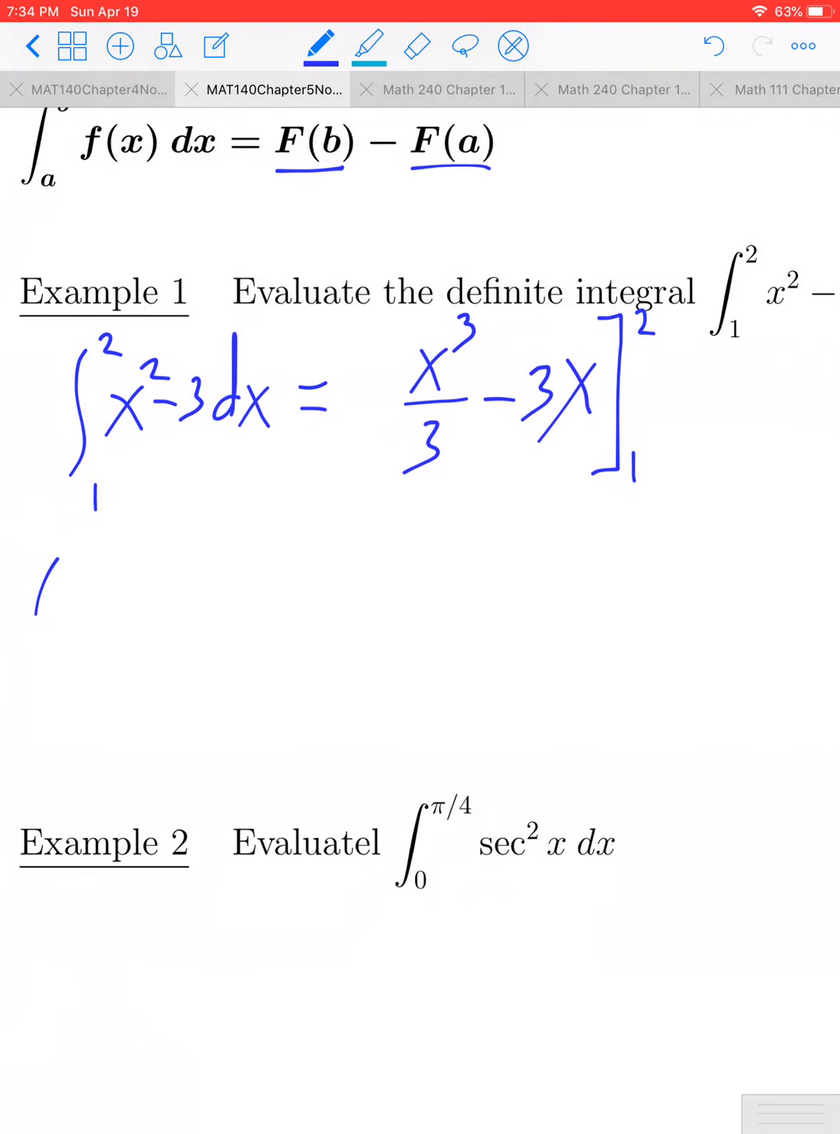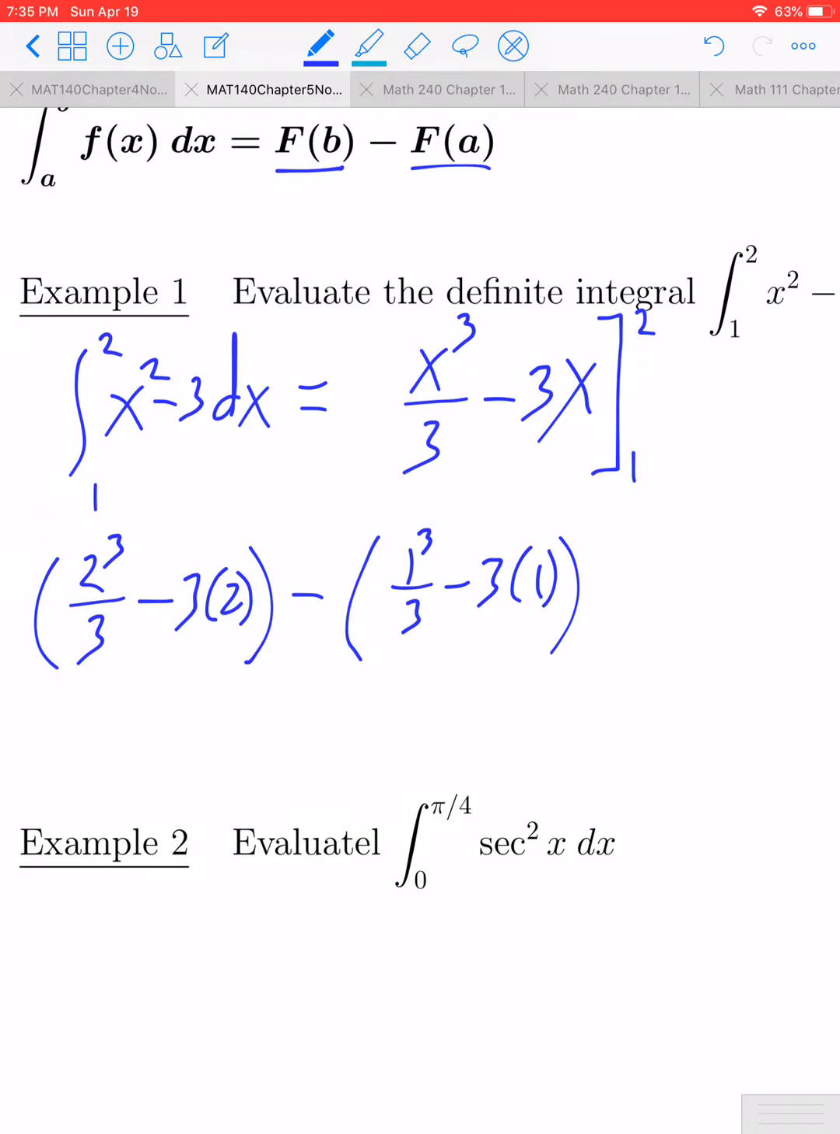Let's now go ahead. We're going to evaluate this antiderivative at the upper limit of integration. So I'm going to stick 2 in. It's going to be 2 to the third divided by 3 minus 3 times 2. And then I'm going to subtract the antiderivative evaluated at the lower limit of integration. This will give us 8 thirds minus 6.